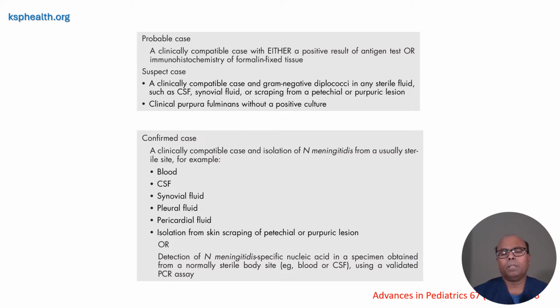In a probable case, the clinical signs are like meningococcemia, but only the antigen test is positive. The culture and the PCR are negative. It can happen if the patient received antibiotics earlier. In a suspect case, the clinical scenario is similar to meningococcemia, but we are not able to find gram-negative diplococci in any of the sterile fields or from skin lesions, or the patient has purpura fulminans without a positive culture.